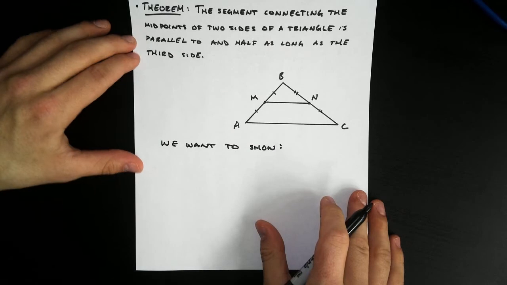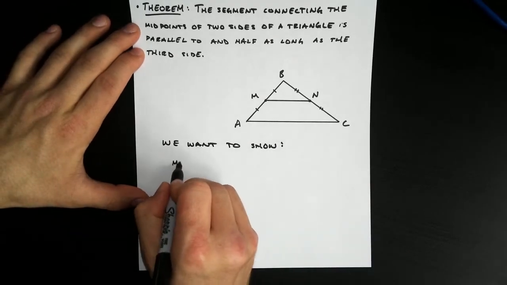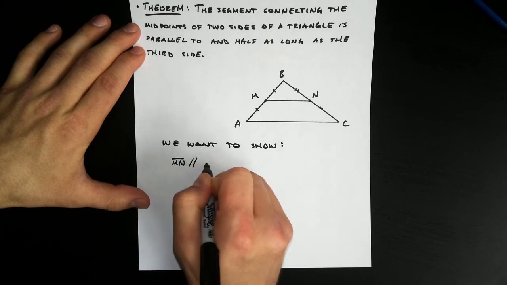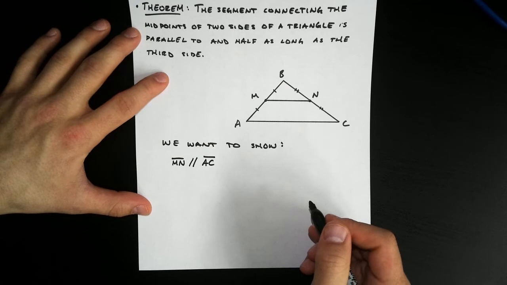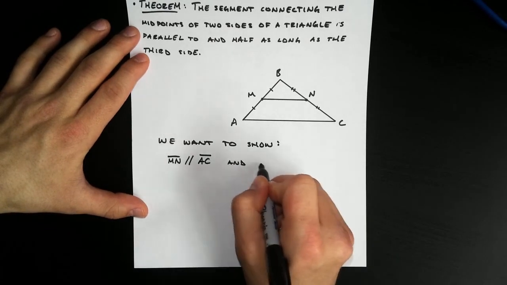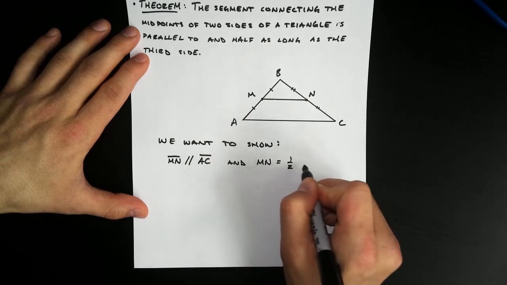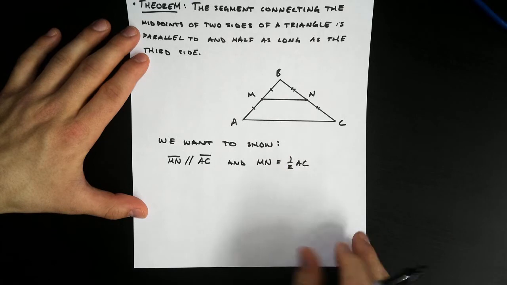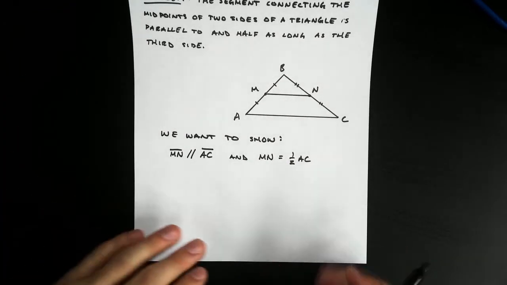So what we want to prove to justify this theorem is two things. We need to show that it is parallel, so we need to show that MN is parallel to AC, and we also need to show that it is half as long. So also, we need to show that MN is half as big as AC. So those are the two things we need to justify.